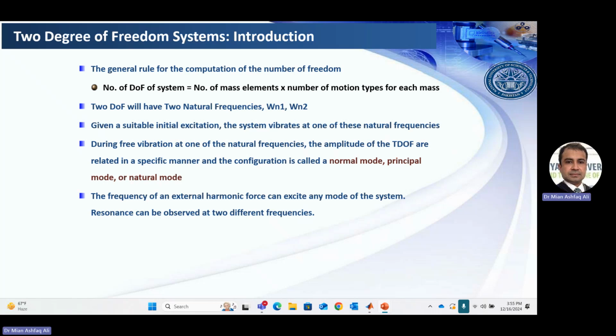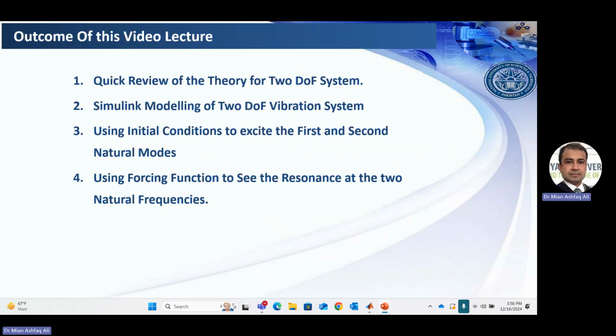During free vibration at one of the natural frequencies, the amplitudes of the 2 degree of freedom system are related in a specific manner. I will also explain the concept of natural mode and principal mode. And at the end, we will discuss a forced example in which I will apply different input frequencies and see how it is possible to see the resonance at the first natural frequency and the resonance at the second natural frequency.